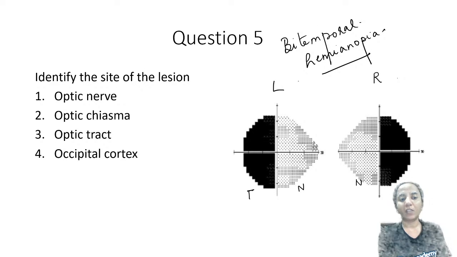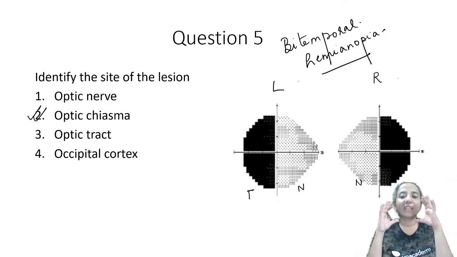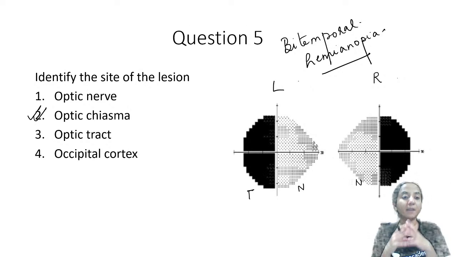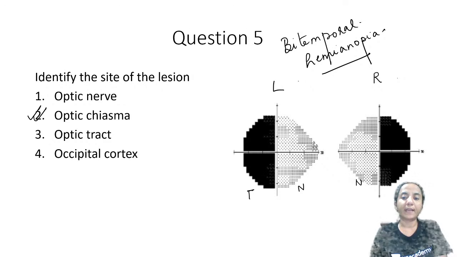And what is the site of the lesion? It's obviously the optic chiasma. So at the center of the optic chiasma, the nasal fibers of both the eyes are crossing. So if the center part of the optic chiasma is compressed, then the temporal field of both the eyes goes, and that's called bitemporal hemianopia.